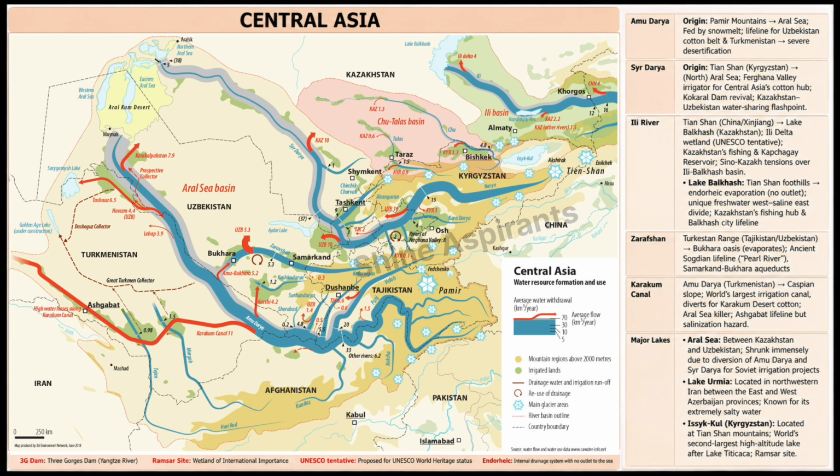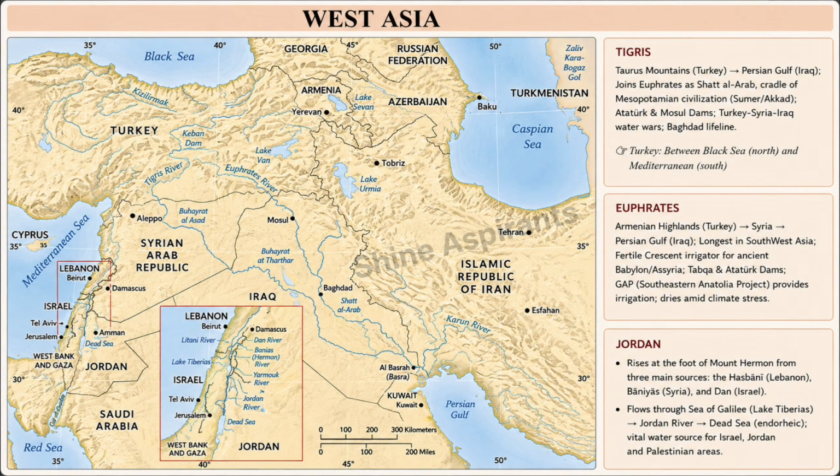West Asia, rivers and lakes. Tigris River. Origin, Taurus Mountains, Turkey, Persian Gulf, Iraq. Key facts. Joins Euphrates as Shatt al-Arab River near mouth. Cradle of Mesopotamian civilization, Sumer and Akkad.